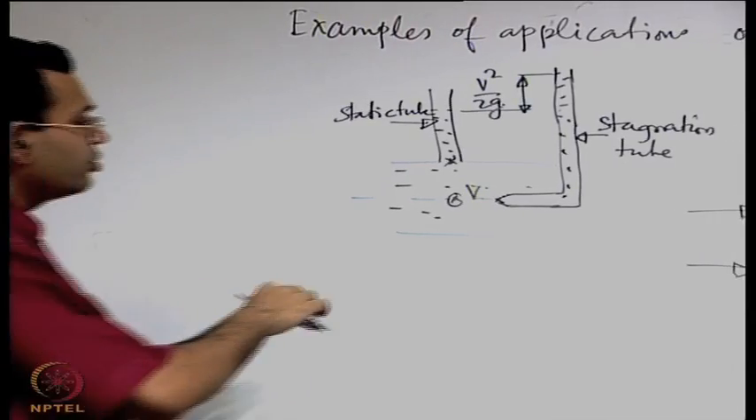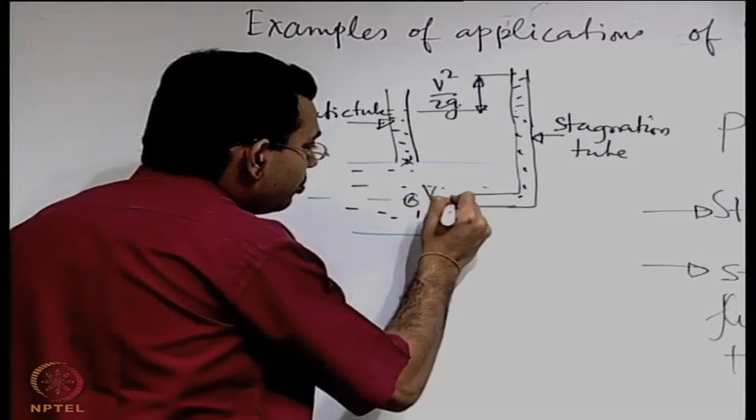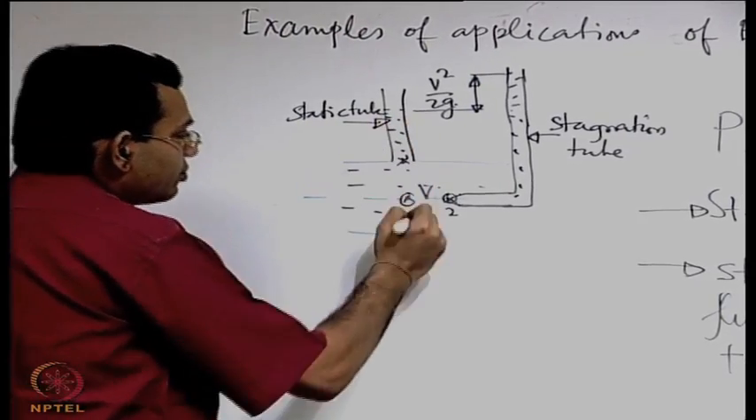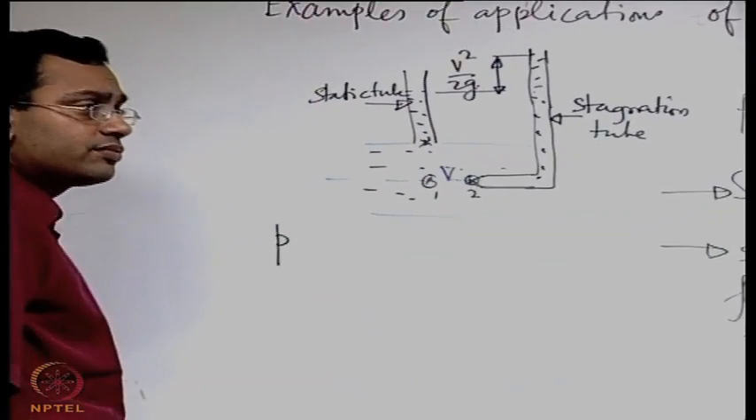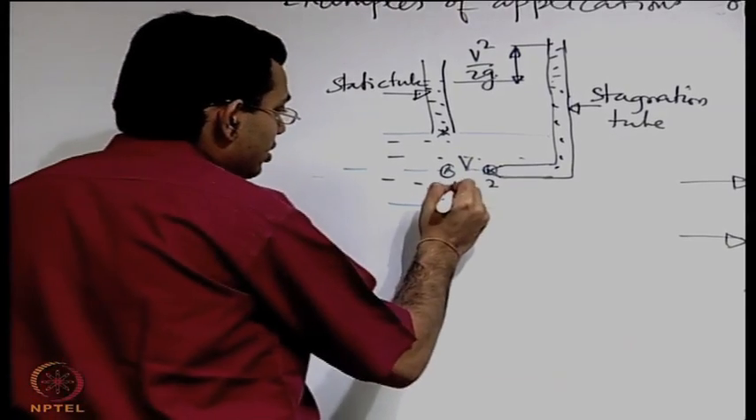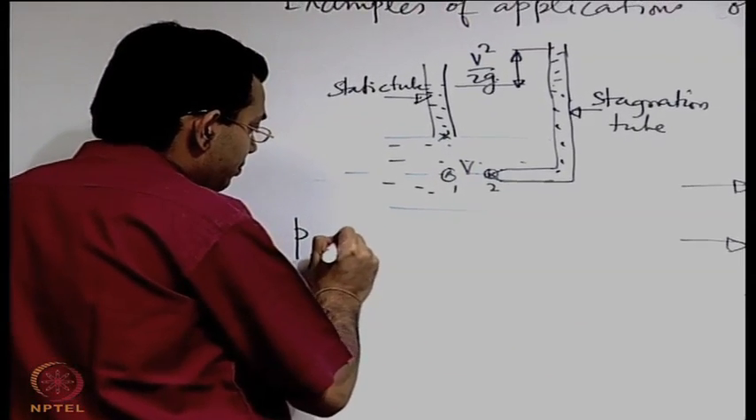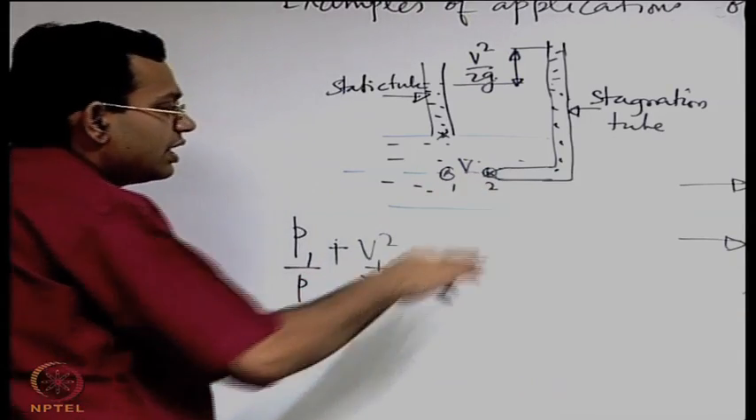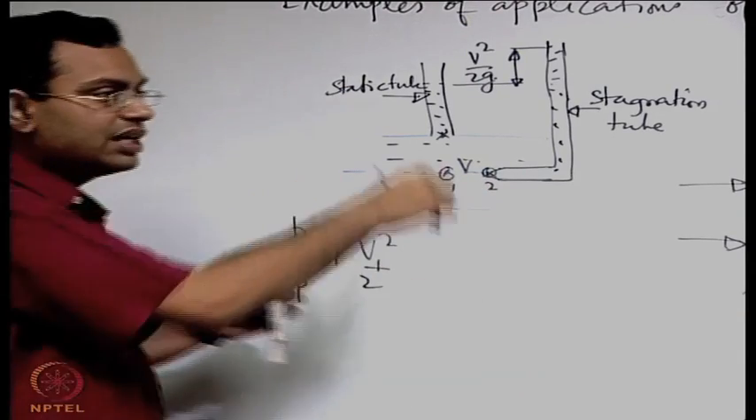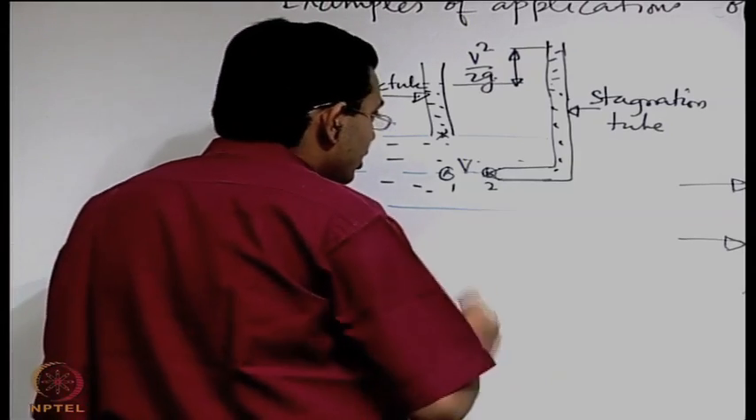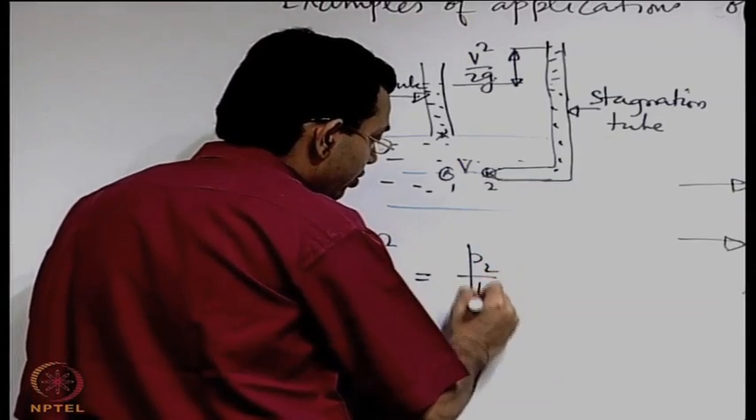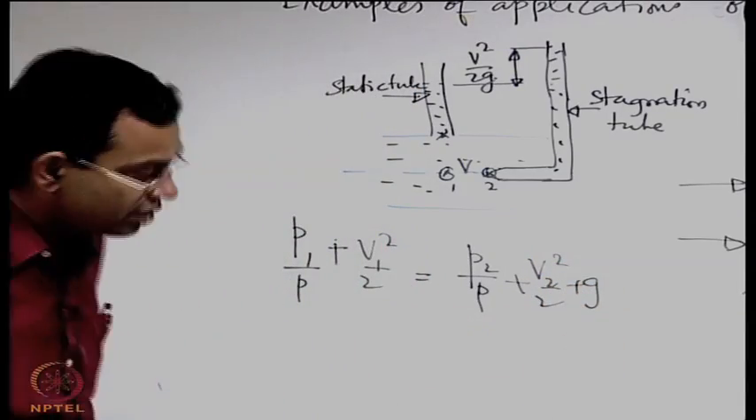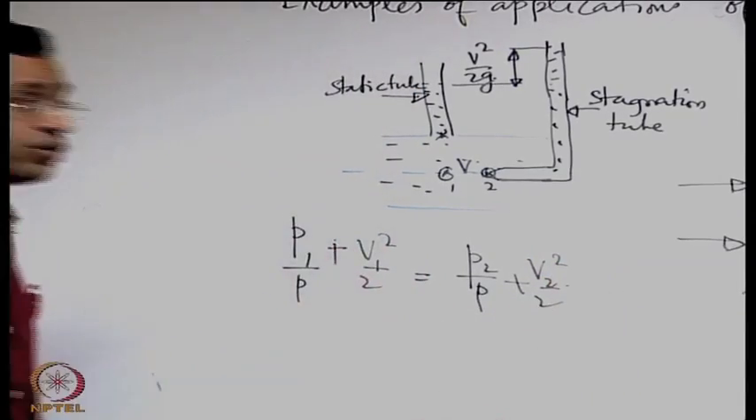So if you want to write the Bernoulli's equation between 2 points 1 and 2 which are located in such a close manner. At point 1 if you have pressure as P_s or say P1 by rho plus V1 square by 2, we are not writing the gz1 and gz2, they are so close that the difference in height is negligible, is equal to P2 by rho plus V2 square by 2 plus gz2, we are not writing again. So what is V2?